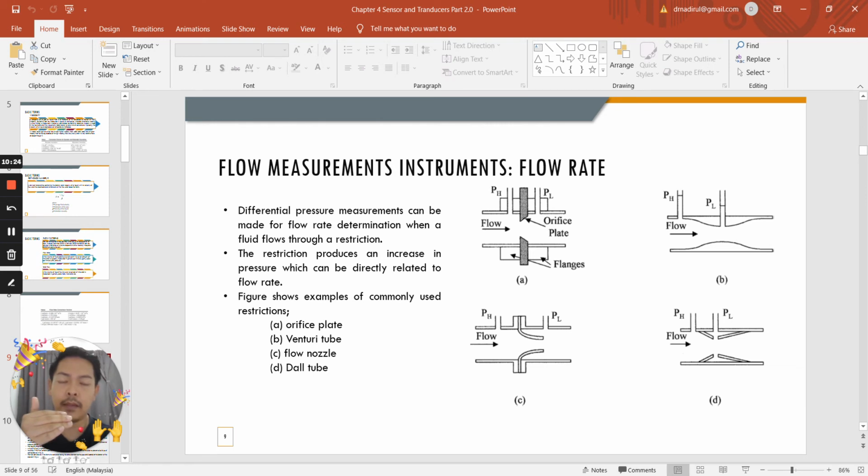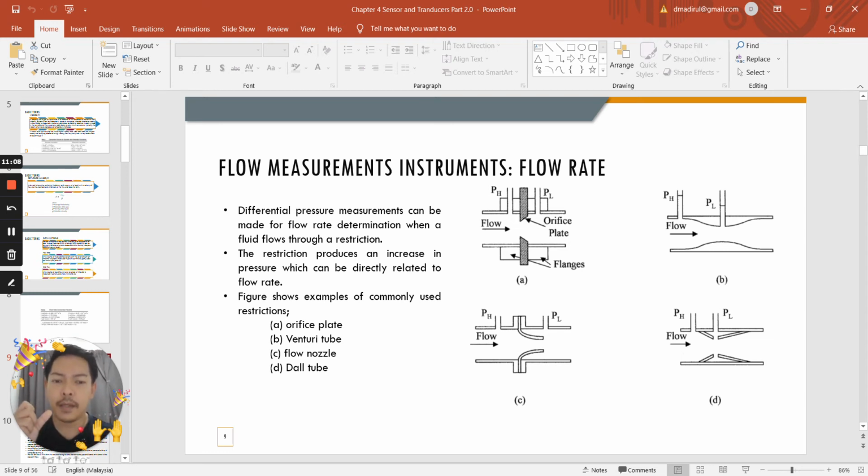On the right side of the slide, you can see examples of commonly used restrictions. The first one is the orifice plate, A. You can see the flow, and then you can see the orifice plate being inserted, so it will produce a restriction to the flow. Whereas diagram B shows you the venturi tube, and how the restriction is inserted into the flow. You can see that it looks like a camel hump for the venturi tube.